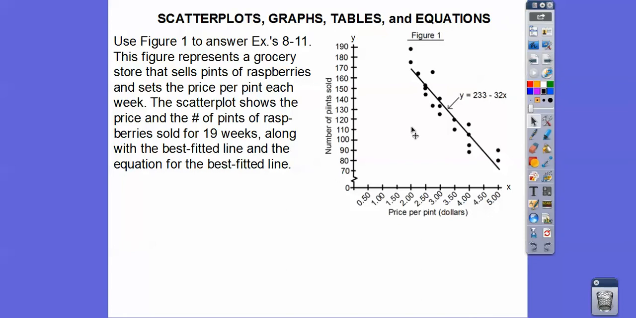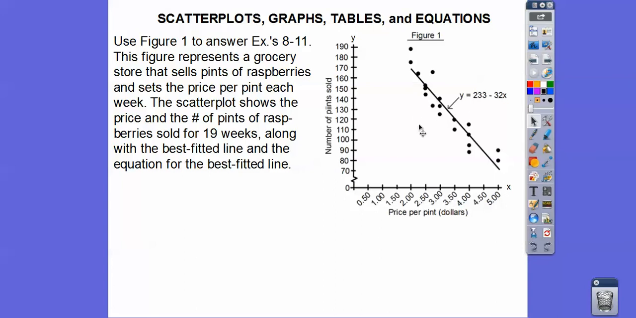So this figure is going to be for examples 8 through 11. It represents a grocery store that sells pints of raspberries and sets the price per pint for each week. So down here is the prices, so that's my x-axis right here. As the price increases, it looks like these dots are going down. Over here is the number of pints sold. That makes sense. The more expensive they get, they sell less. The cheaper they get, they sell more. So they've got to find a happy medium.